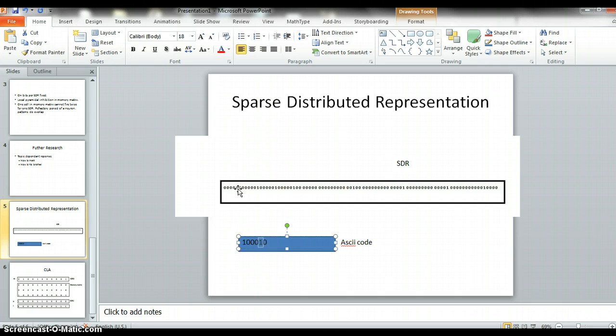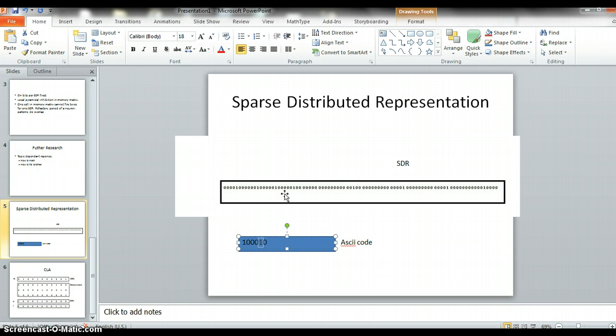So basically SDR is sparse, so the on bits are very sparsely distributed, like our brain. There are like a million neurons, only 2% or 0.2% of them are on at a time. Only like 100 neurons will represent a pattern, but there are a million neurons. And it's distributed.